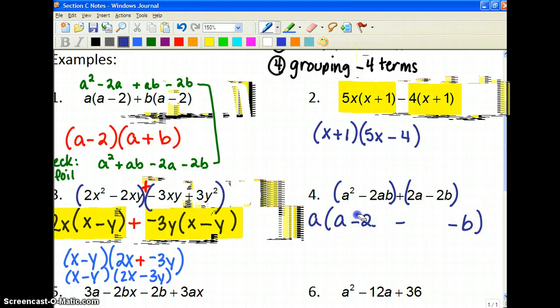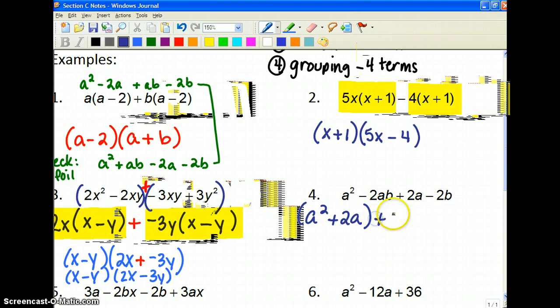If we try to regroup them, you might say, well, let's put a squared plus 2a in a group. And then we always have a plus sign. So negative 2ab minus 2b. And see if that helps get them grouped properly. So take out your a, and you get a plus 2.